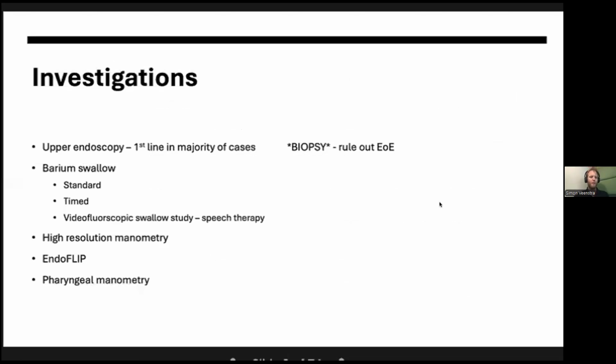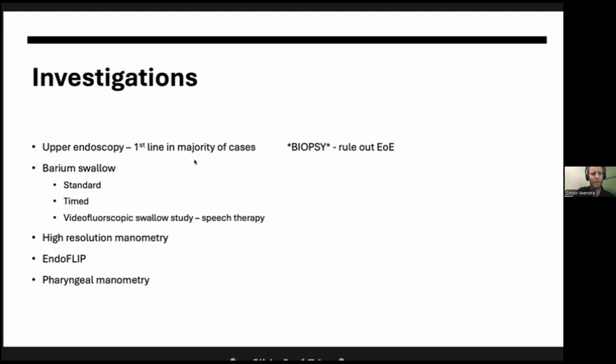So what do we have at our disposal to help delineate the underlying cause? The majority of patients are obviously going to get an upper endoscopy, particularly if one suspects an esophageal cause. And I think it's important to point out here that even when the endoscopic picture is normal, one should always do biopsies to rule out eosinophilic esophagitis, and there's a protocol for that with both distal and mid esophageal biopsies to help with that.